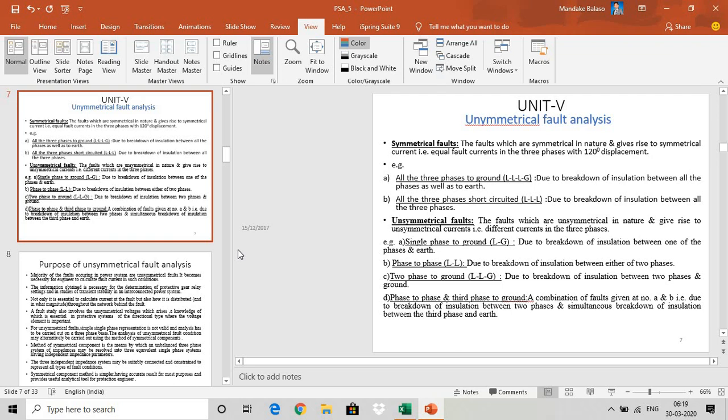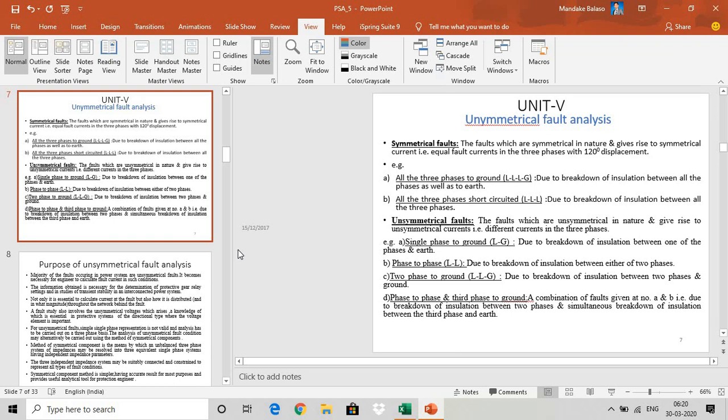Now, as the title of the fifth unit is unsymmetrical fault analysis, we should have an idea about what is meant by the unsymmetrical fault. So, as the name suggests, unsymmetrical means in this case the system is in unbalanced condition. And if we go through the definition, the faults which are unsymmetrical in nature and give rise to unsymmetrical current, such as different currents in the different phases of the system, are called unsymmetrical faults.